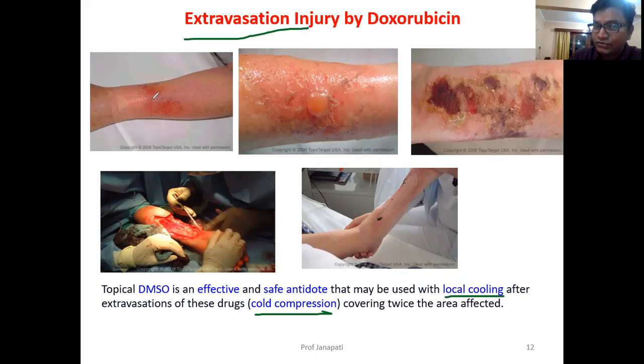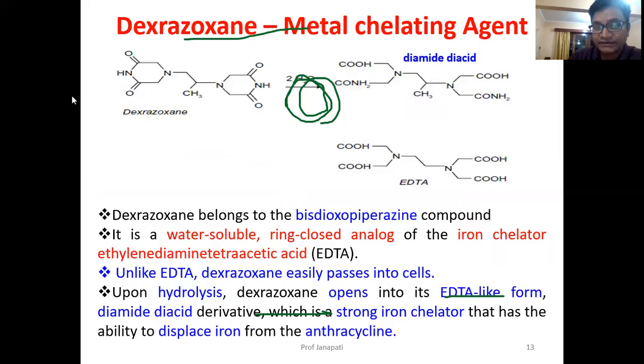So when you give cold compression, what happens? Blood moves, circulation is improved, and the drug also moves very well. The drug will not concentrate in these places, so there is no injury. So this is how you can treat this extravasation.